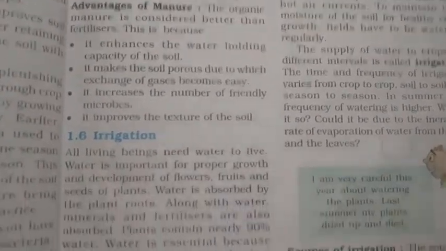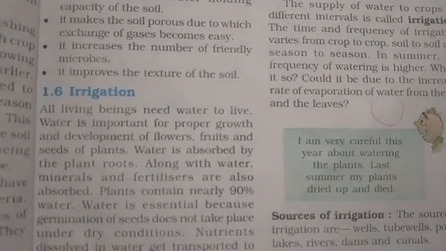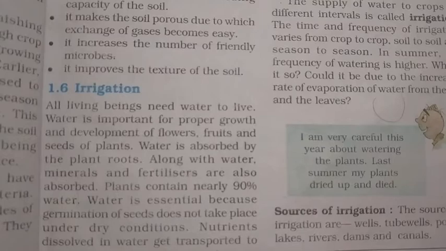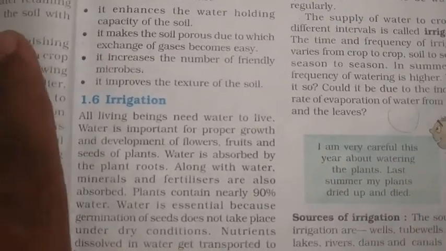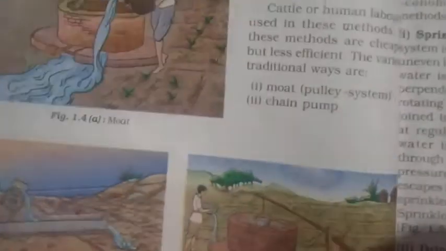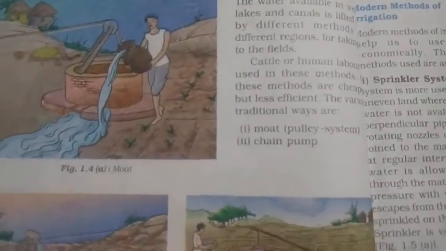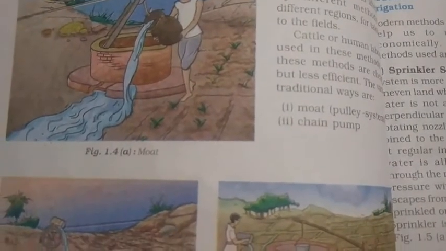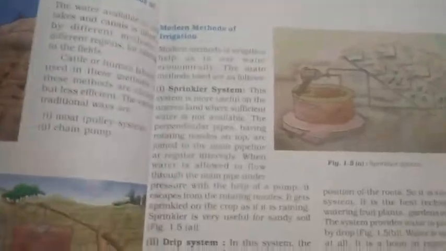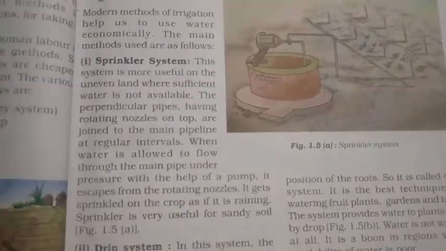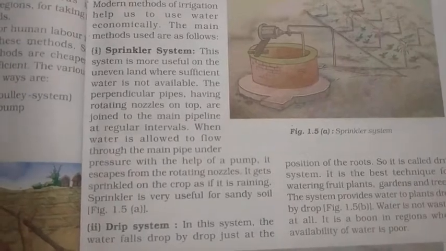So the next process is irrigation, that is the supply of water to the soil at different intervals. There are so many sources for the purpose of irrigation. We provide the water in traditional methods like the moat, a chain pump or dekli, or the rahat. But nowadays we have implemented methods like the sprinkler system and drip irrigation.